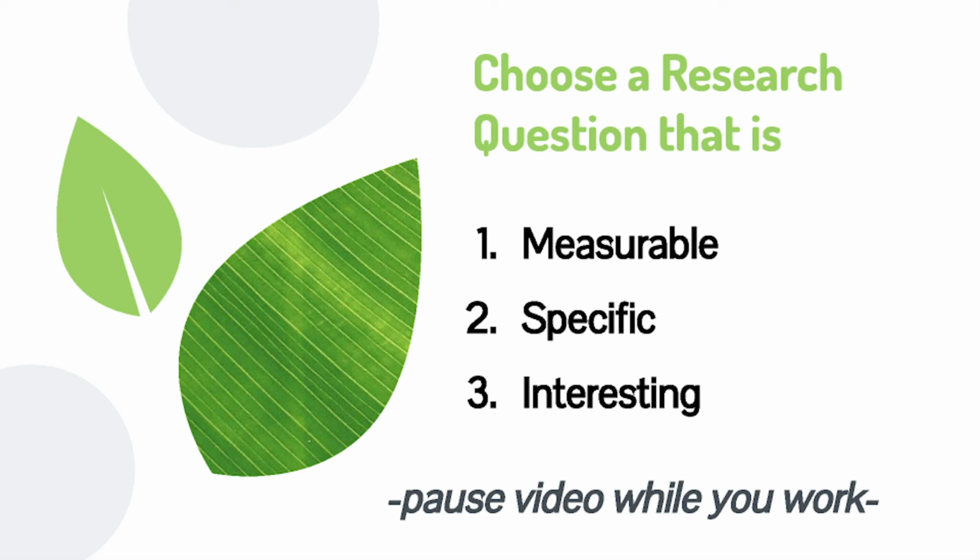The last thing to keep in mind when choosing a research question is make sure that you choose a question that is interesting to you. The fun part about all of this is you get to come up with your own question and choose something you are excited about. So make sure that you pick a question that is not only measurable and specific, but also interesting. Go through your list of questions, keeping these 3 things in mind, and choose the one that best fits these 3 criteria. You can pause the video while you work and restart once you've chosen your research question.